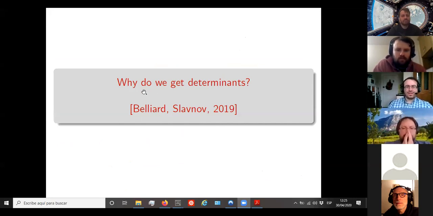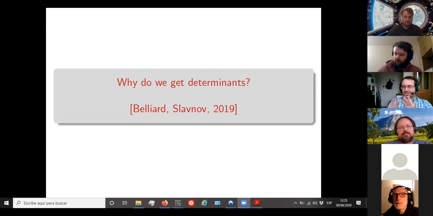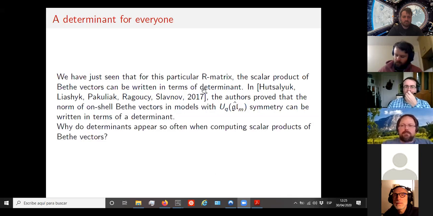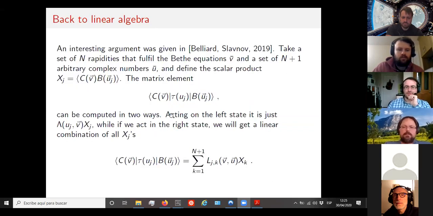So finally, the great question. We are getting these determinants even in these weird and non-trivial models. Why are we getting these determinants? Even Slavnov and the others, in their q-deformed universal enveloping algebra of GL(N), are getting determinants in the norm of on-shell Bethe vectors. So there should be something behind that.